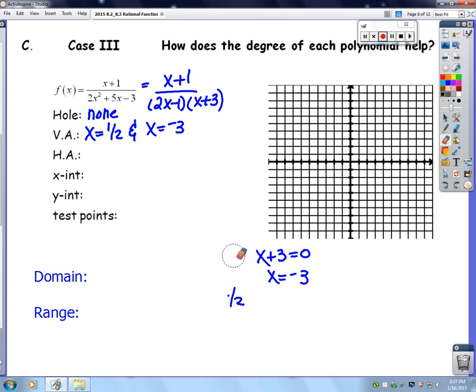So let's graph those. So x equals 1/2 and x equals negative 3. So that means this time, since I've got 2 vertical asymptotes, my graph is going to have 3 pieces. It's going to be something to the left of the asymptote, something in between the asymptotes, and something to the right of the asymptotes.